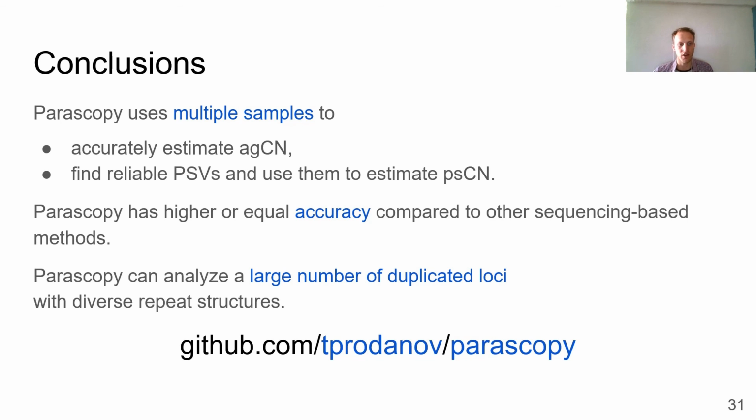These loci can have diverse repeat structures. For example, the reference can have 3 repeat copies, then 2 repeat copies, and again 3 repeat copies. Parascopy can work with that.